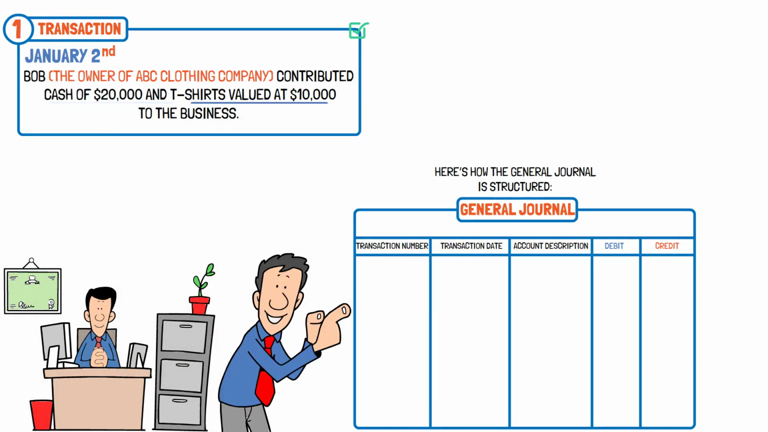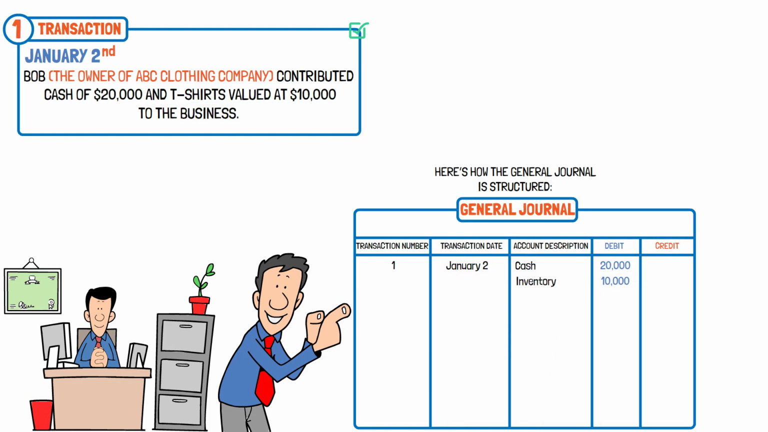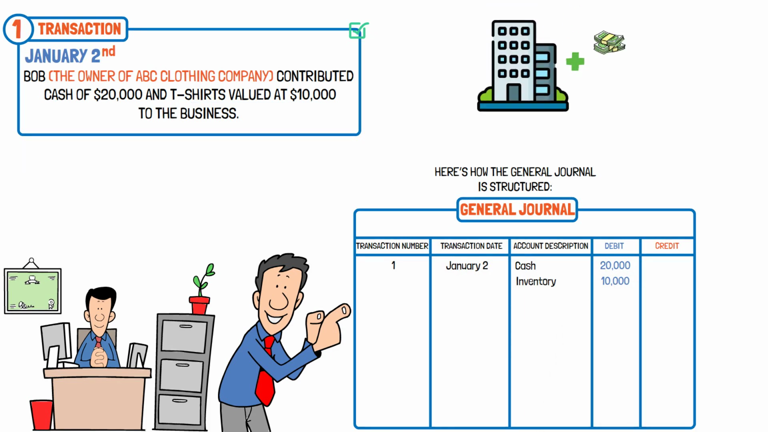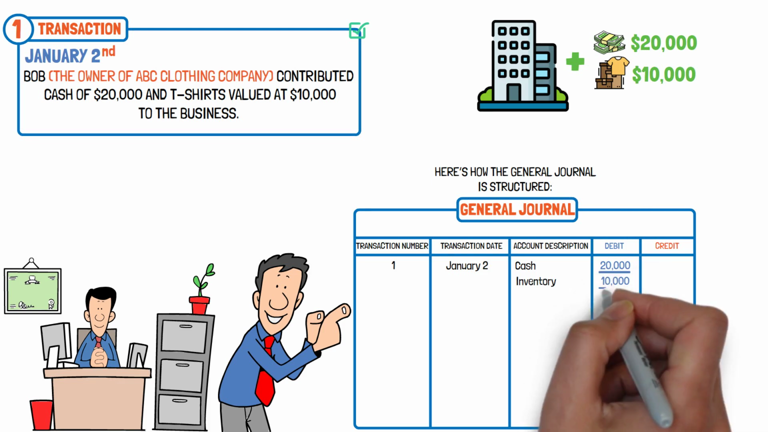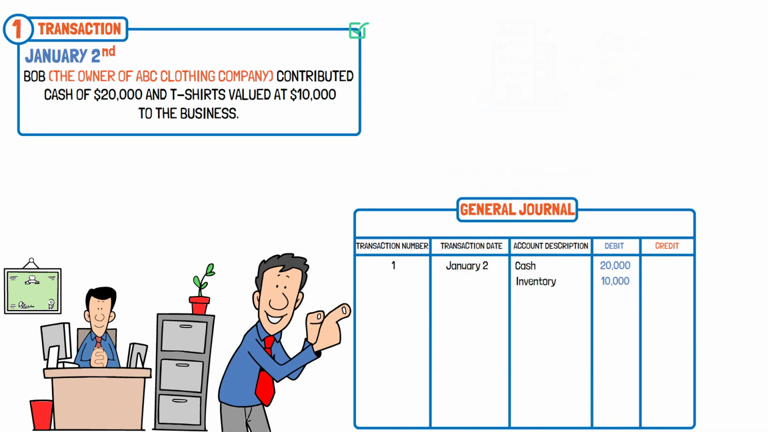The accounts to be debited are cash for $20,000 and inventory for $10,000. Both are asset accounts, representing the business receiving $20,000 in cash and inventory, t-shirts, valued at $10,000. Debiting these asset accounts increases their balances, reflecting the addition of these resources to the company. Here's the first part of the journal entry, showing the accounts being debited.